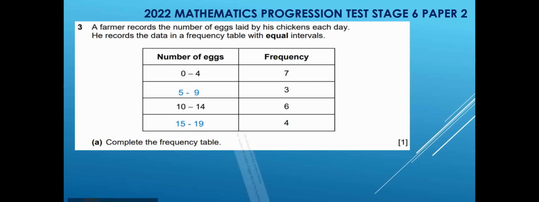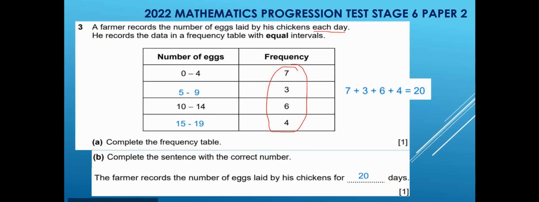Next, question 3b. Complete the sentence with the correct number. The farmer records the number of eggs laid by his chicken for how many days? 10 seconds. 10, 9, 8, 7, 6, 5. Let's reveal the answer. If you have not finished, you may pause this video. So the answer is 20.